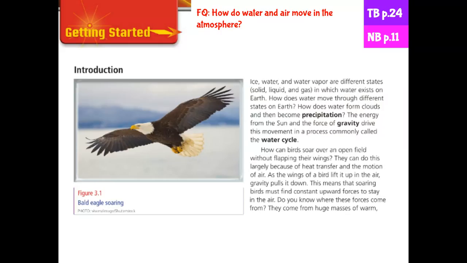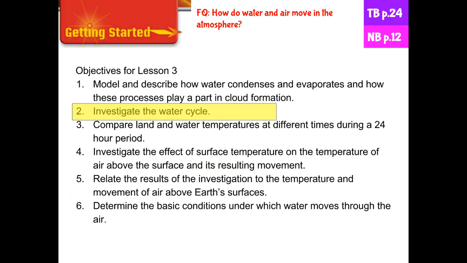So for the Getting Started, we're going to do a little introduction today. It's going to talk about ice, water, and water vapor are different states in which water exists on Earth. We're going to talk about precipitation and how gravity and the sun drive the water cycle. We're going to be talking about how water vapor, ice, liquids, all that kind of stuff affect the atmosphere and affect your weather. The objective for the Getting Started today is to investigate the water cycle.